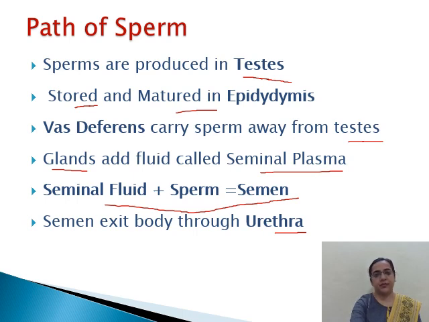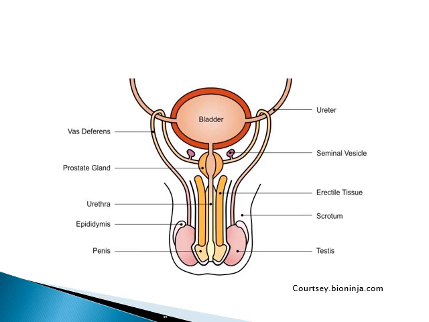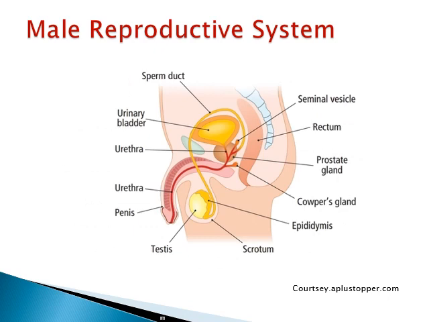Now coming ahead, you can see this is the frontal view of a male reproductive system. In this, you can see the testes, epididymis, vas deferens, and ultimately coming into the ureter and coming outside the body by the urethra. Going ahead, this is a side view of a male reproductive system.